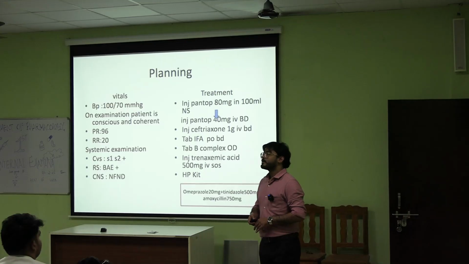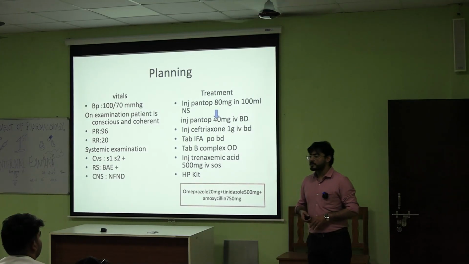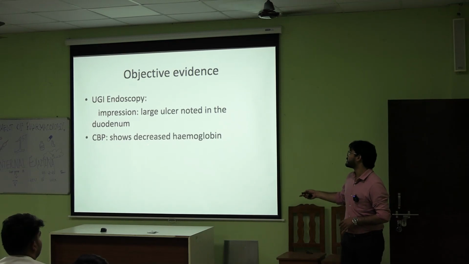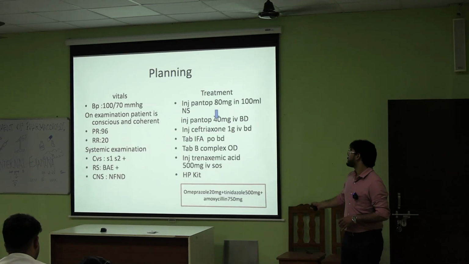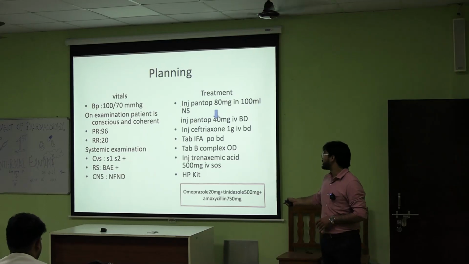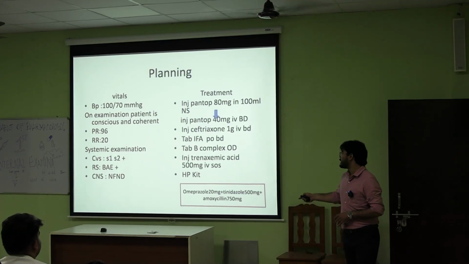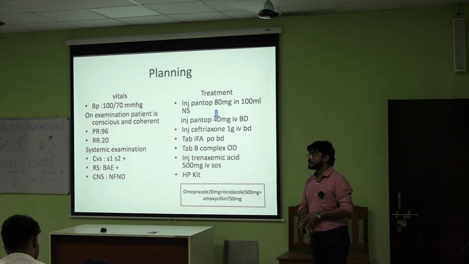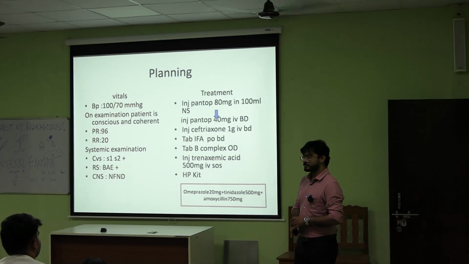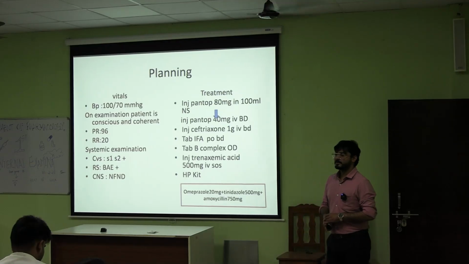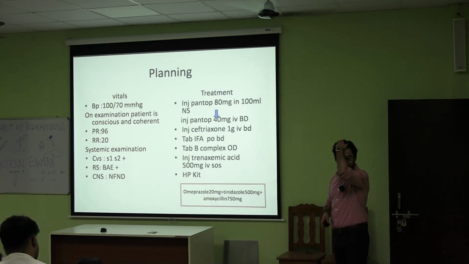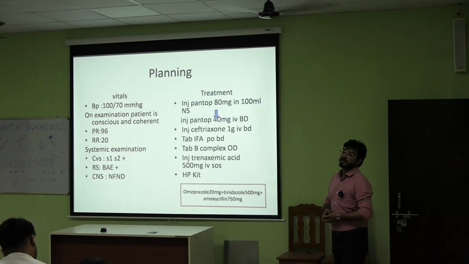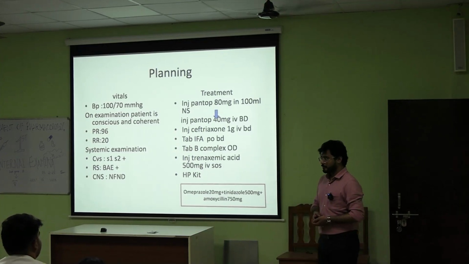Okay, if you have read the question, it shows decreased hemoglobin. See, CBP shows decreased hemoglobin, ठीक है. So I have given iron and folic acid tablet, vitamin B complex and tranexamic acid also. So what is the function of tranexamic acid? Tranexamic acid is used to stop bleeding at any condition, ठीक है.